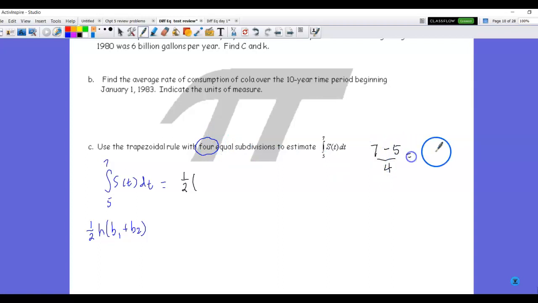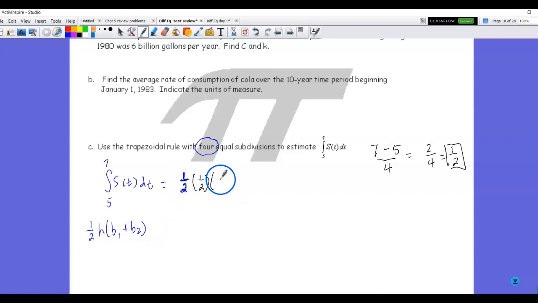So 7 minus 5 is 2, divided into 4 parts means that the height of each of my trapezoids is 1/2. I'll do this in blue: this 1/2 comes from the formula for the area of a trapezoid, the blue 1/2. The black 1/2 is the height of each of my trapezoids. So I have 1/2 the height, and now I'm going to multiply by base number 1.